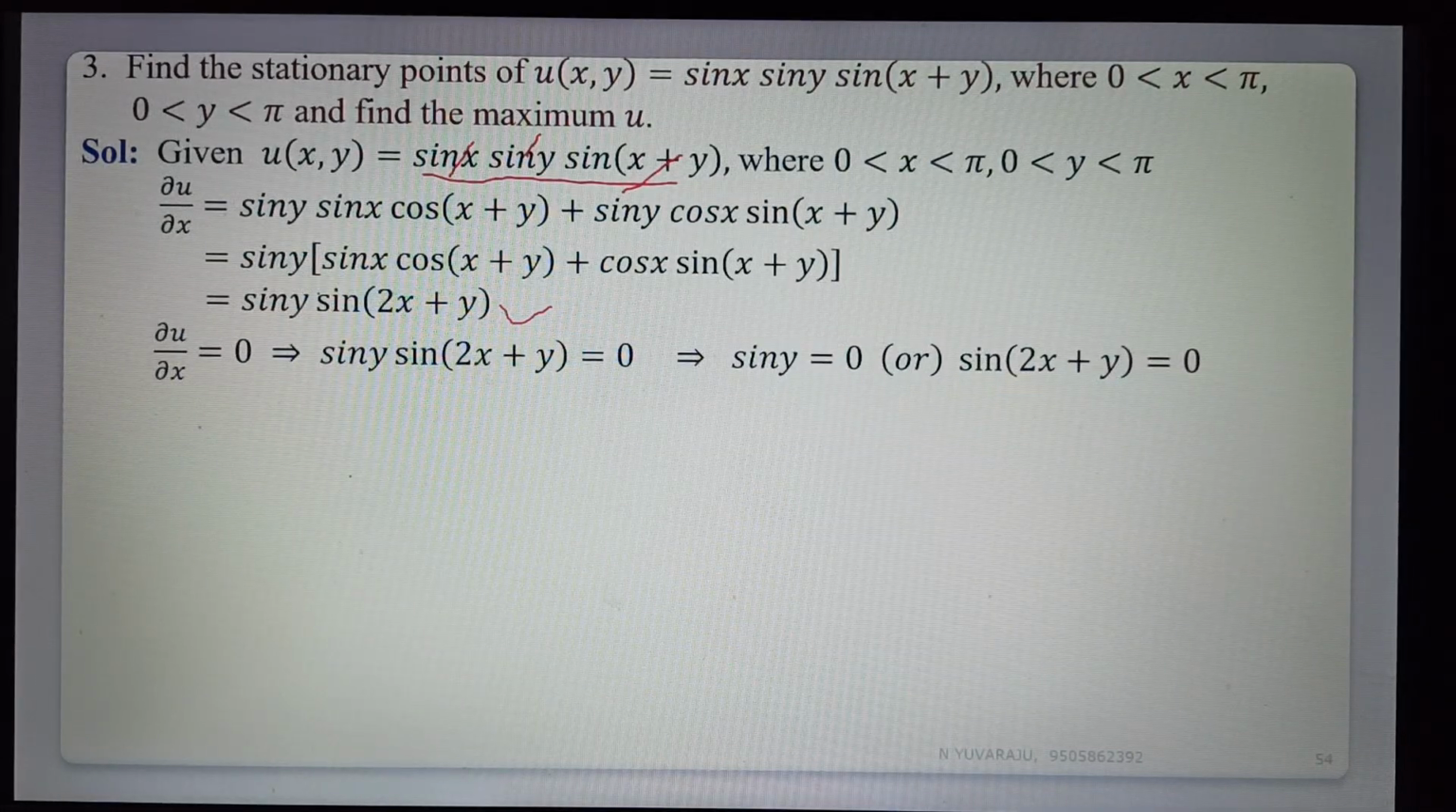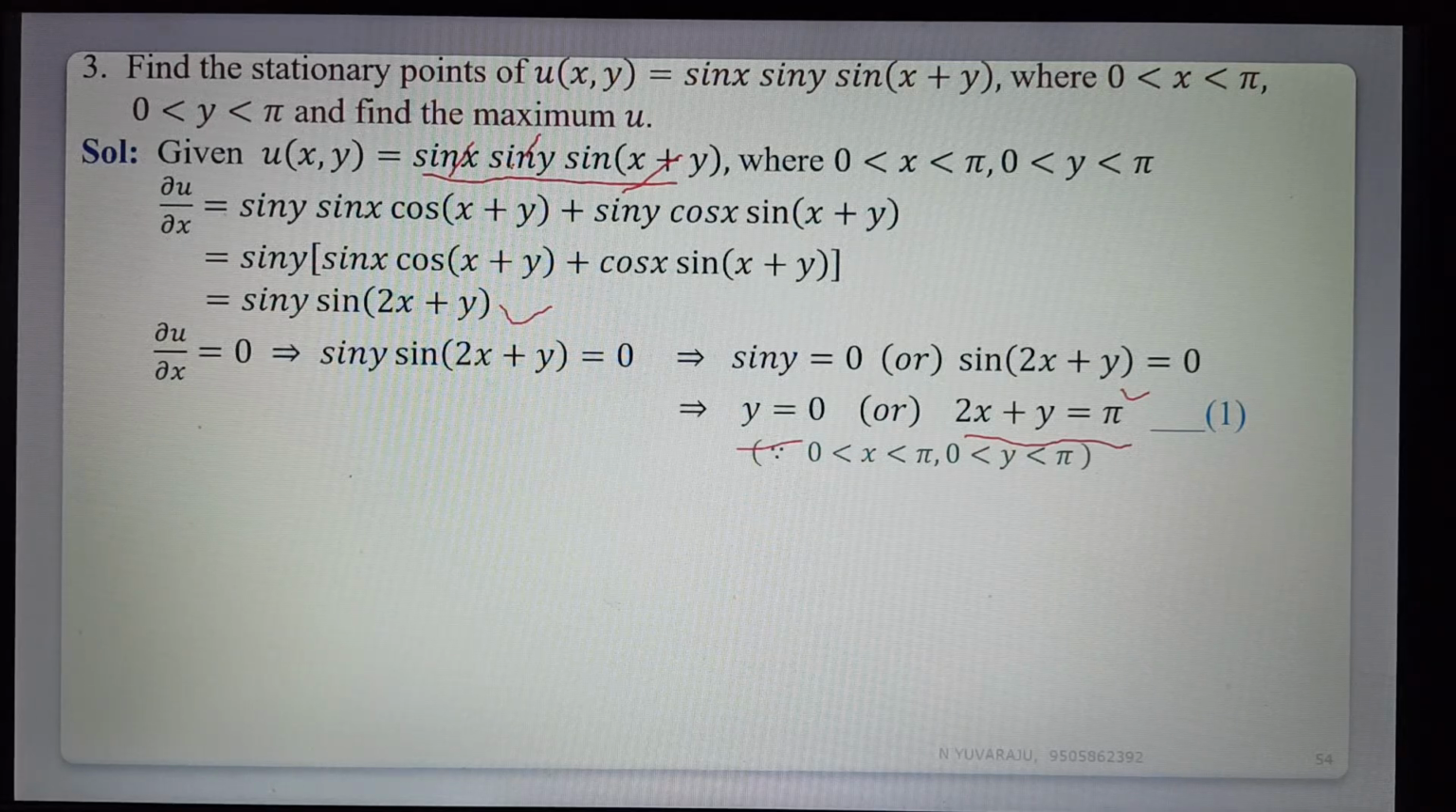Next, equating this to 0, sin y into sin(2x plus y) is equal to 0, so sin y is equal to 0 or sin(2x plus y) is equal to 0. So y is equal to 0, or 2x plus y is equal to pi. Y taking the value 0 is not allowed, since x and y are only between 0 and pi. So 2x plus y is equal to pi.